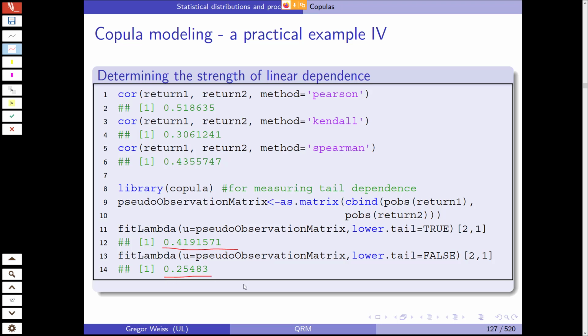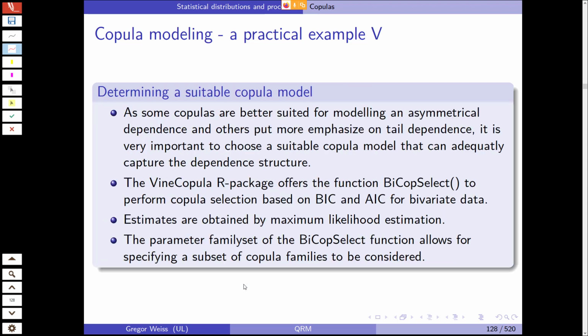So what do we see? Tail dependence? Yes. Symmetric tail dependence? No. Lower tail dependence is higher than upper tail dependence. So any symmetric tail dependent copula is ruled out.